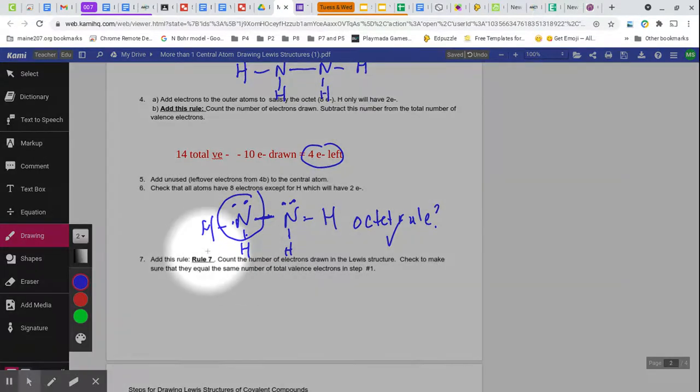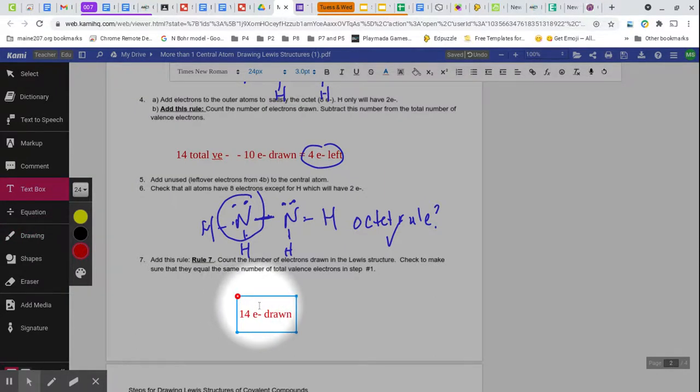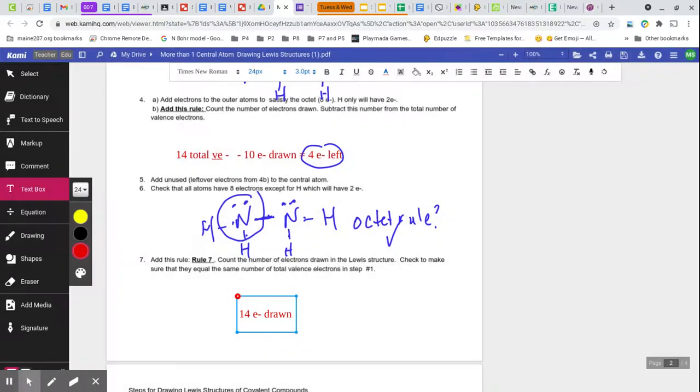Last step, count the electrons that you drew. Make sure they match the ones in the first step. So 2, 4, 6, 8, 10. 2, 4, 6, 8, 10, 12, 14. Yippee yahoo. This one is good. So I'll write 14 electrons drawn. And then I can put a check next to it since I checked step 1.